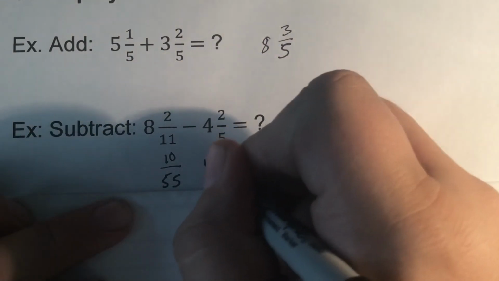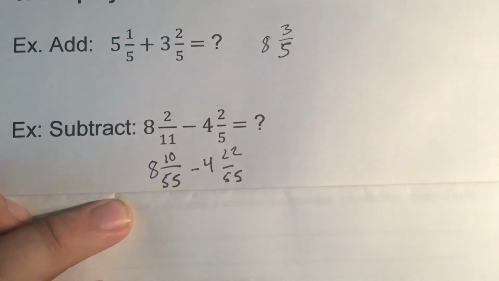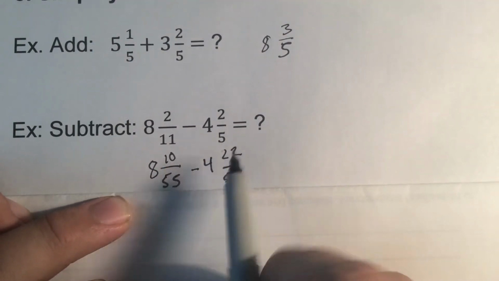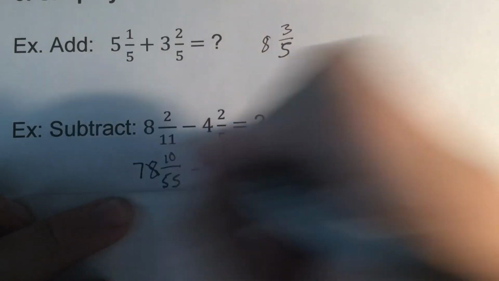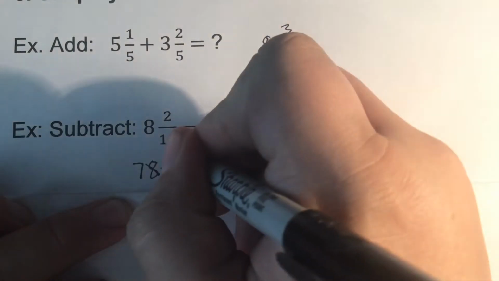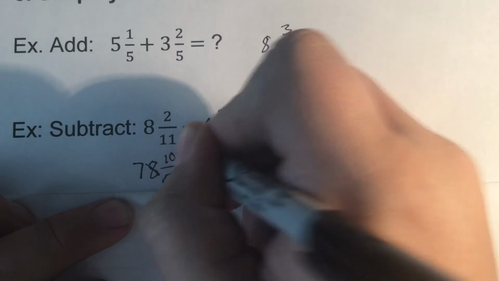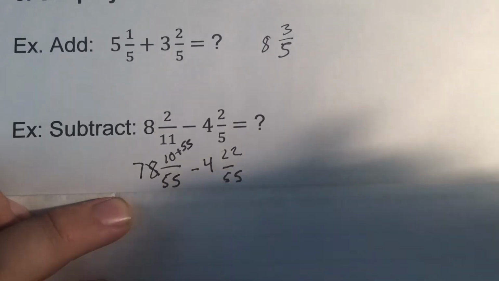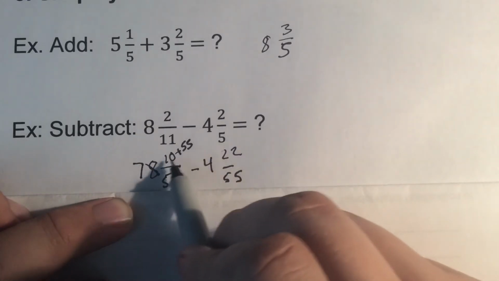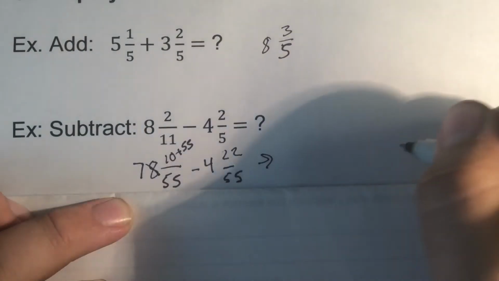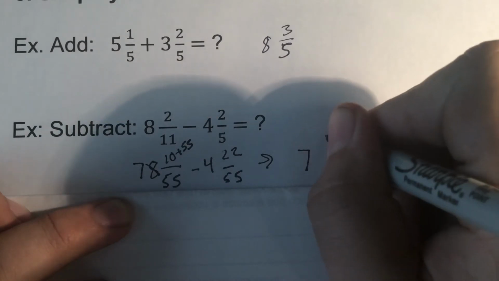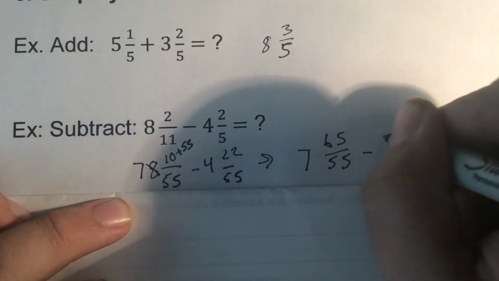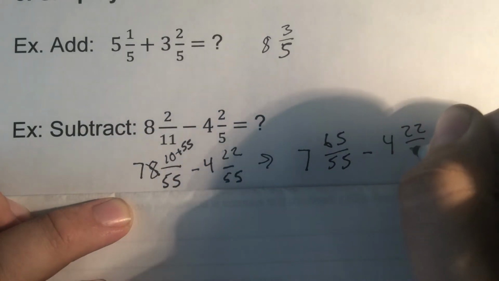Now, we still have our 4 minus and our 8. Now with this, we don't have enough. We have 10, we're taking 22 away. So we're going to borrow 1 from our whole number. What that does is that adds a whole back in. So 1 would be 55 over 55. So we're really adding 55 to that top by borrowing. So what that does is that makes this 7 and 65/55 minus 4 and 22/55.